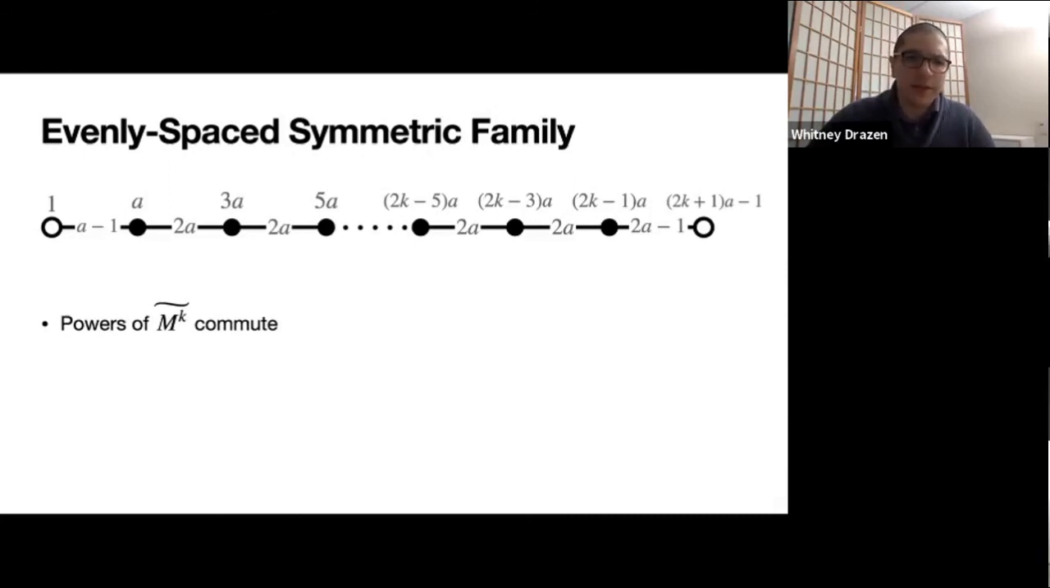Then this is a family of fractionally cospectral examples. This is a family of examples of fractionally cospectral sets. It can be shown, though it's a little bit tedious, that in this set the restricted powers of M to the K commute.